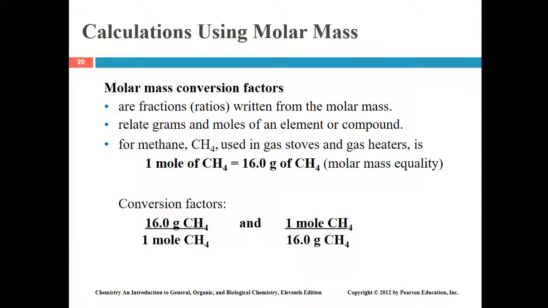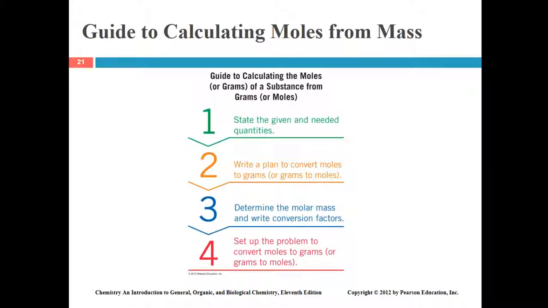So here we go. For example, if we looked up the molar mass of methane, carbon is going to be our 12, hydrogen's 1 times 4, so that's 4, so 12 plus 4 is 16. So we can say that 16.0 grams of methane is 1 mole of methane, or we could have switched it and said 1 mole of methane is 16.0 grams of methane.